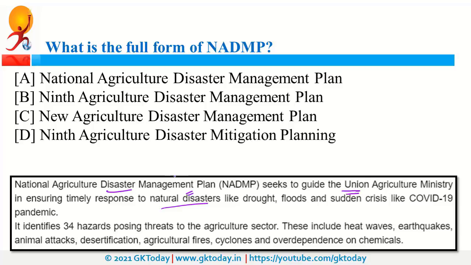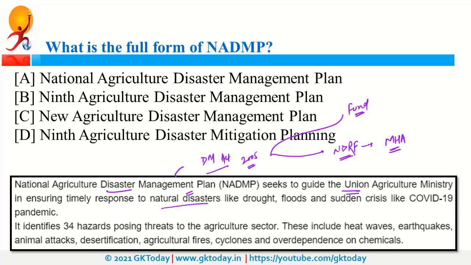Now for disaster management, we have the Disaster Management Act of 2005, and as per this act we have NDRF, that is National Disaster Response Force, and we have one more NDRF, that is National Disaster Response Fund. So one is fund, one is force. This NDRF, that is National Disaster Response Force, is under MHA, that is Ministry of Home Affairs.